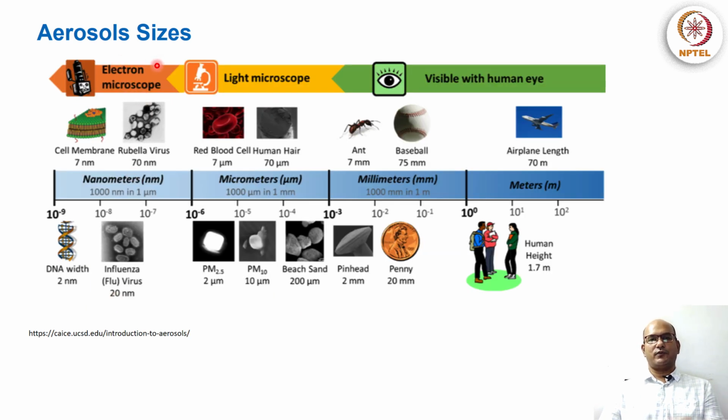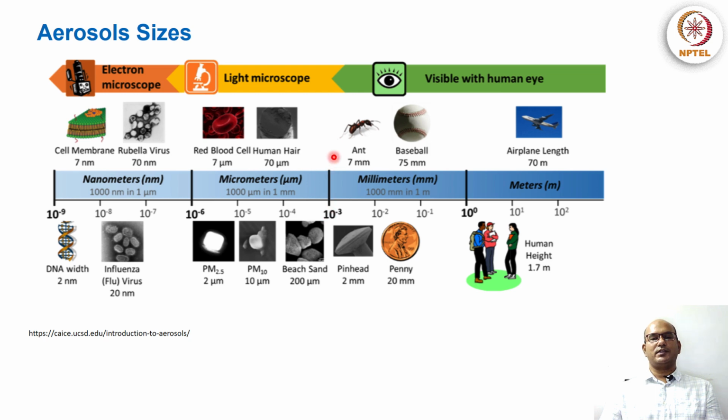Now here we can relate that in practical terms, and we will go larger to smaller. So these kind of things are visible with the human eye. Aeroplane length, that's like 70 meters, quite high. A human is about 2 meters. This is 10 to the power 0, so 1 meter. Then we go to millimeters. A baseball or a tennis ball is approximately 7.5 to 8 centimeters, so 75 millimeter. An ant is about 7 mm. Looking here, we have a coin which is 20 mm, or a pinhead which is around 2 mm.